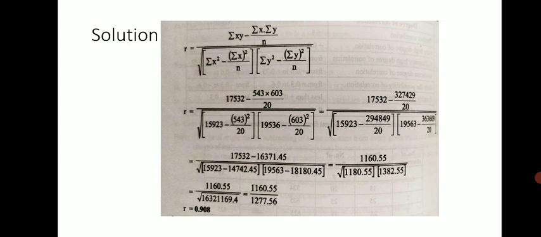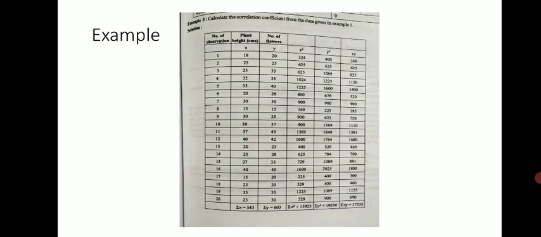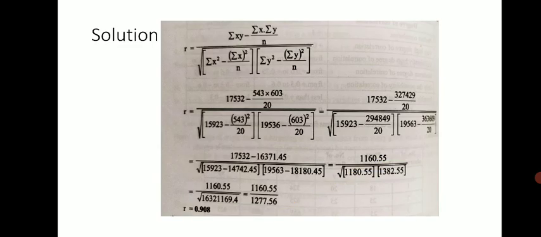So it is a very simple calculation. You need the square values of both x and y variables, and finally you need the product of x and y, and after summation you can put all these values in the given formula and solve. So it is very simple.